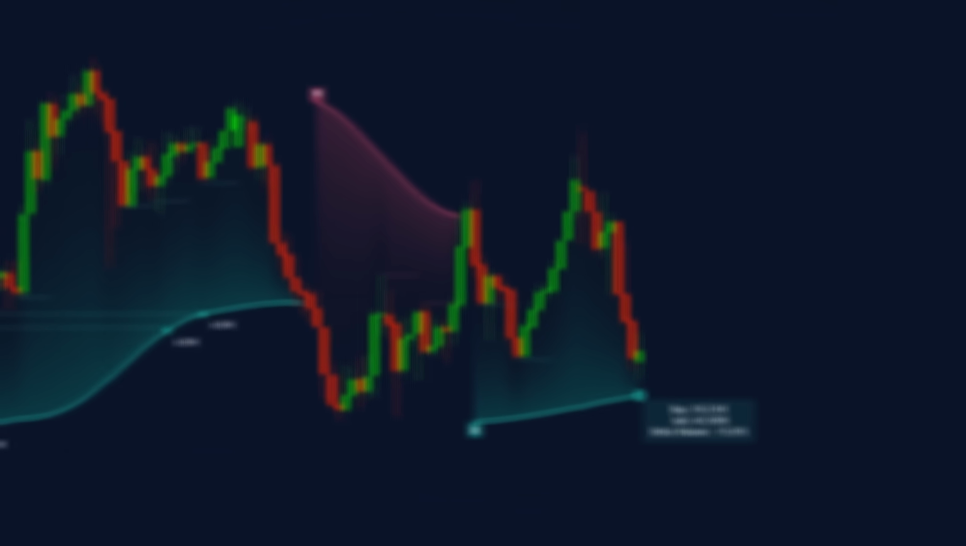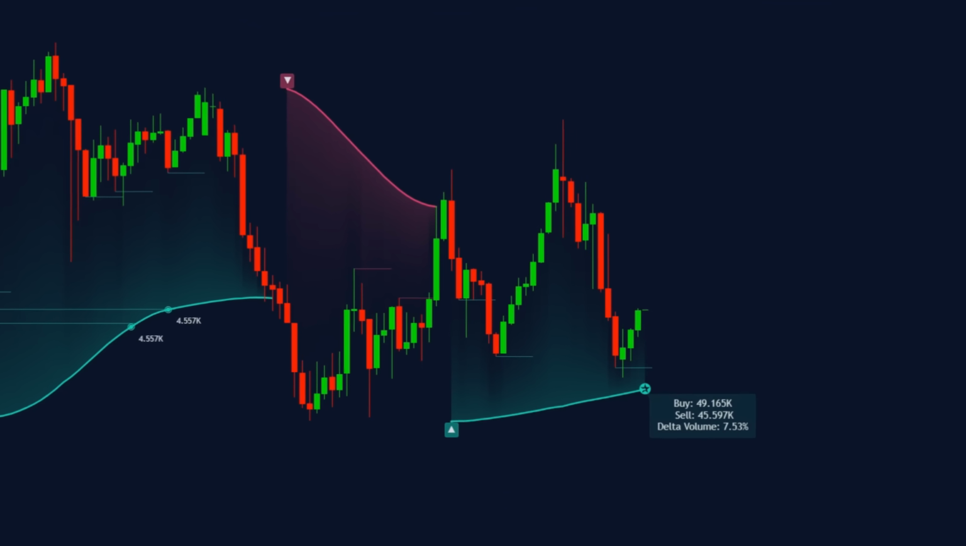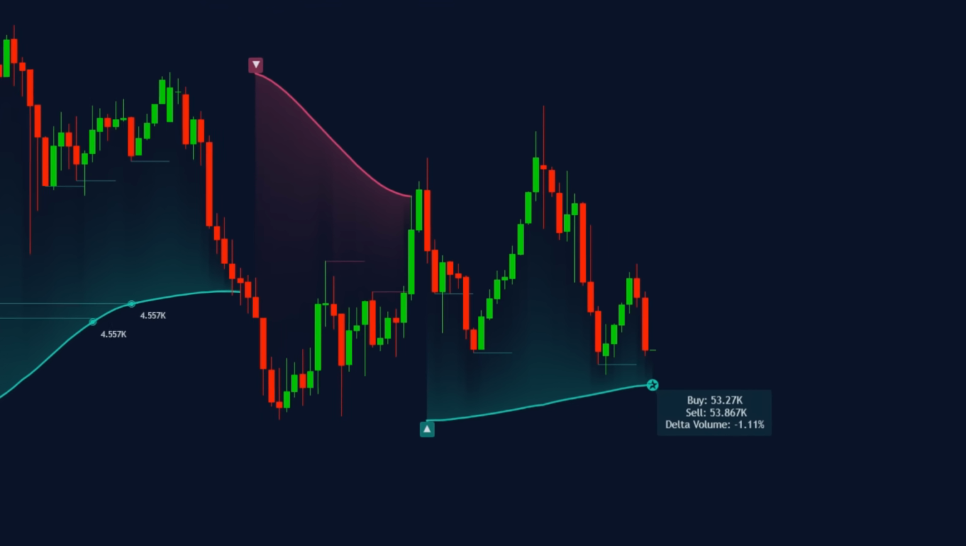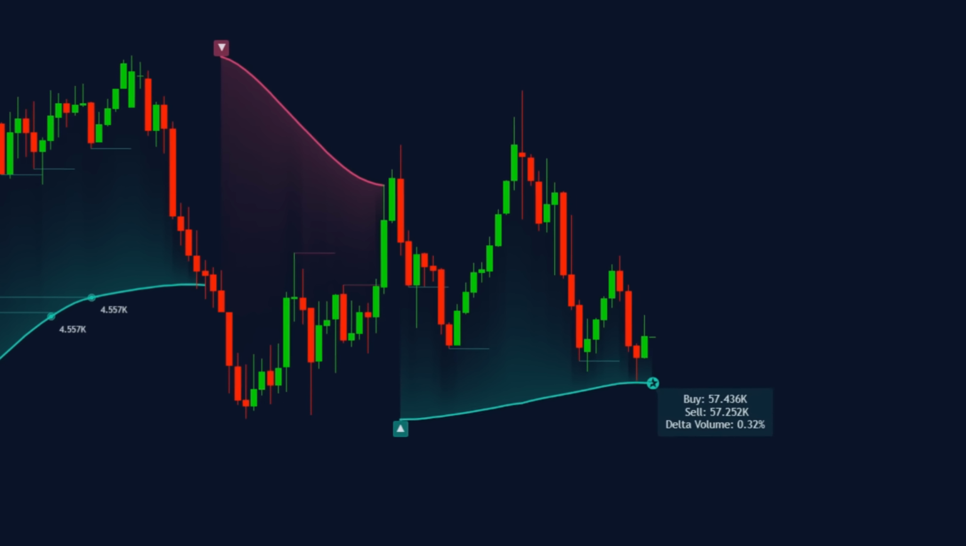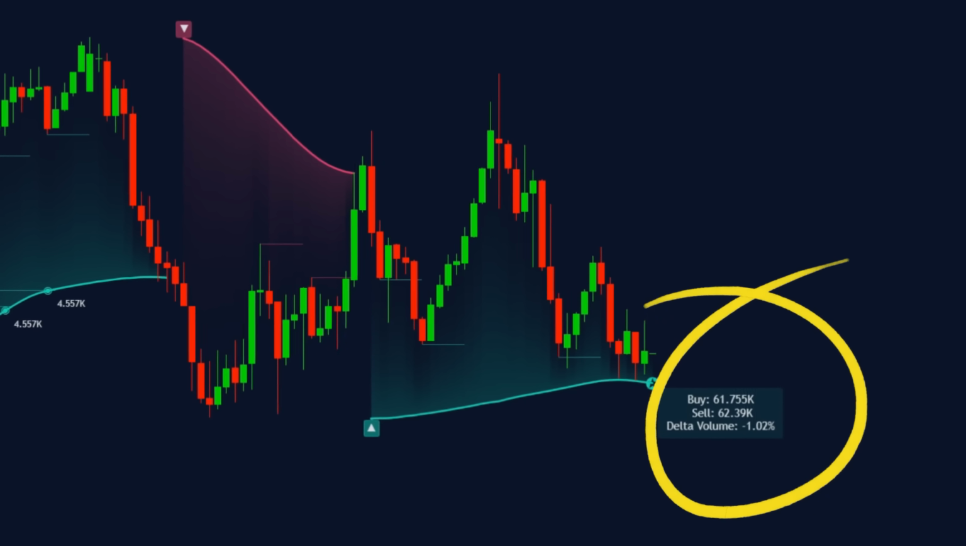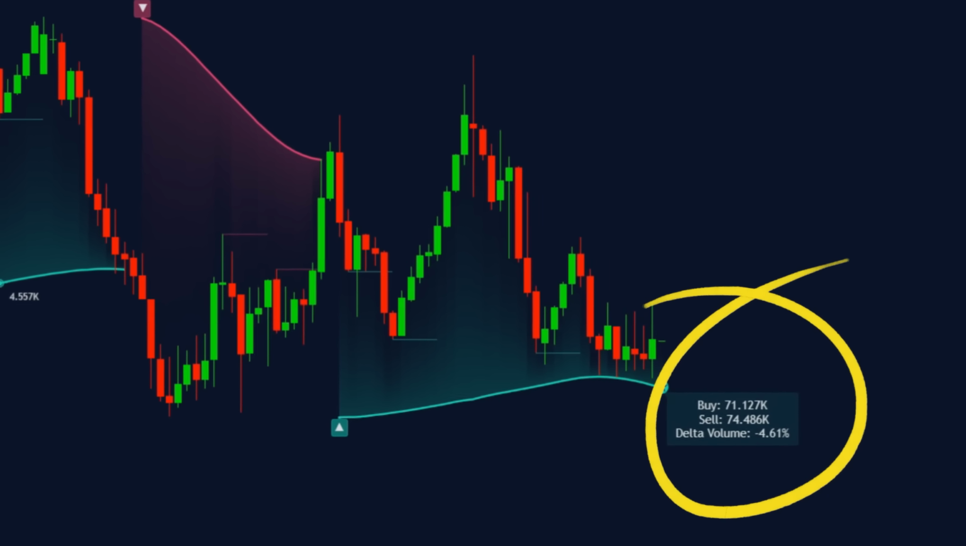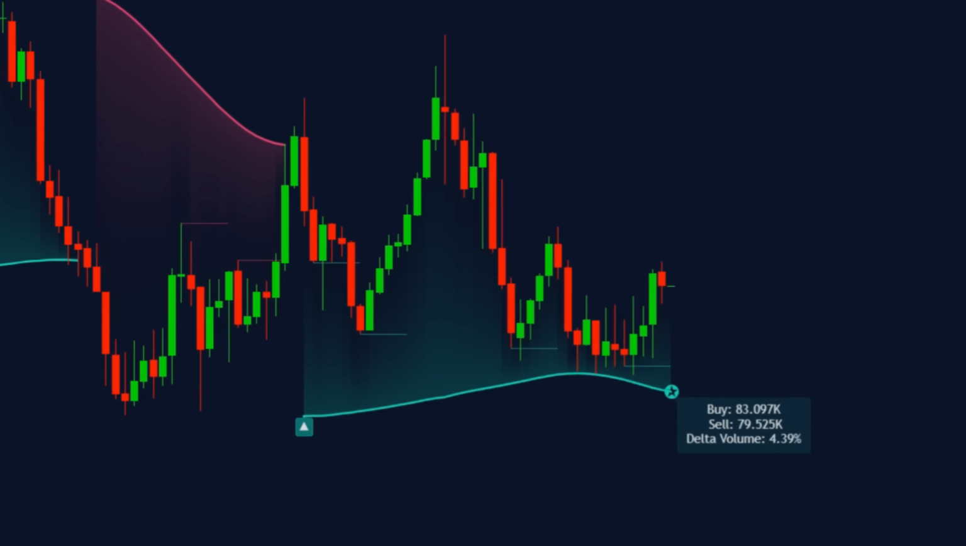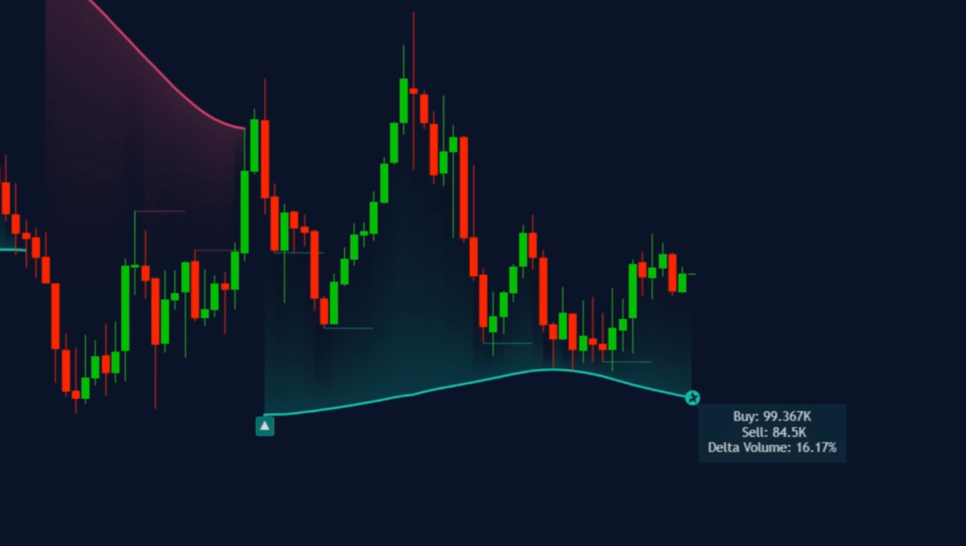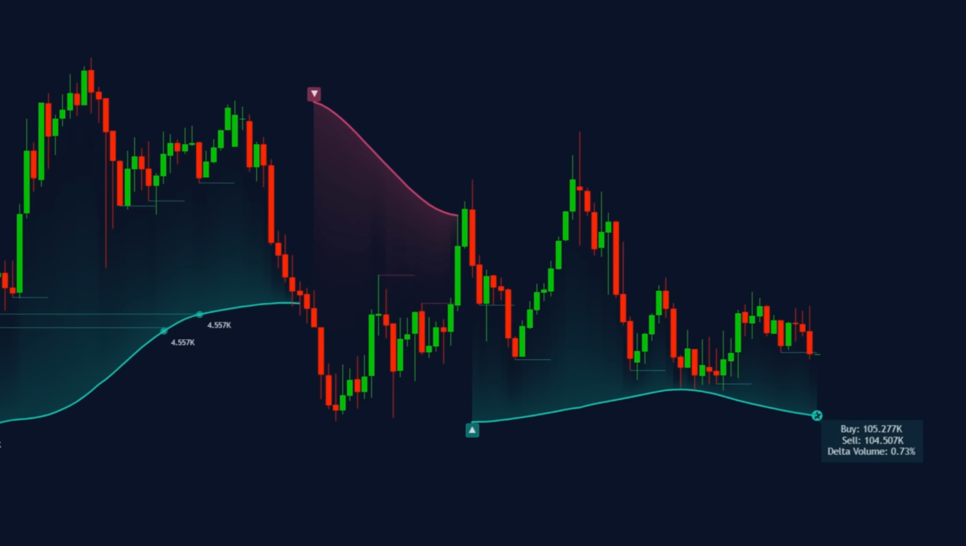Scenario B, the fake out. Now imagine the trend cloud is green. The price is drifting up, but you look at the delta volume and it is only 5% or 8%. Or even worse, it's negative. What does that tell you? It tells you that even though the price is moving up, there is no real buying pressure. It is a ghost move. It is a fake out.